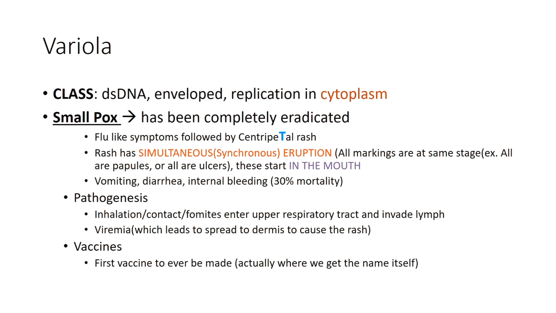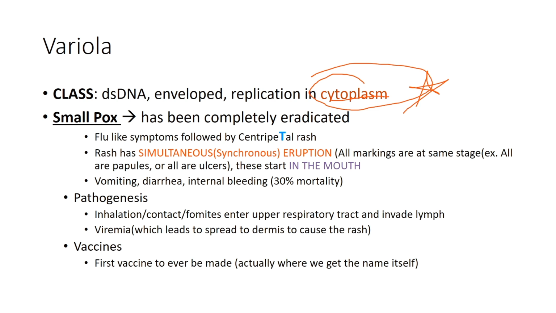So variola, this is another infection. This is obviously something that's very severe. It's eradicated from the world. It's known as smallpox. It's a double-stranded DNA enveloped virus because it's a pox virus. Remember, our pox viruses replicate in the cytoplasm. It is a DNA virus that invades the cell but doesn't go to the nucleus. It actually replicates in the cytoplasm.